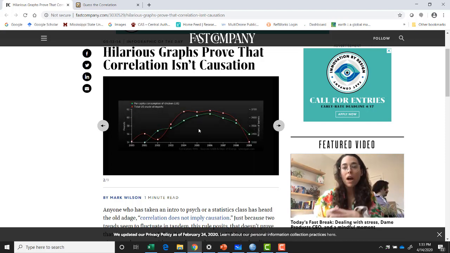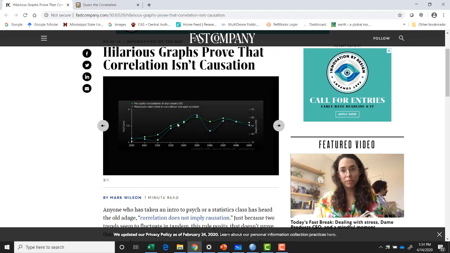And here we have the per capita consumption of chicken and total US crude oil imports. This is curvilinear, so it doesn't have a great correlation. It's actually a correlation of about 0.9. Again, it's almost just a chance thing that these have come up and down together. And per capita consumption of sour cream and motorcycle accident deaths.